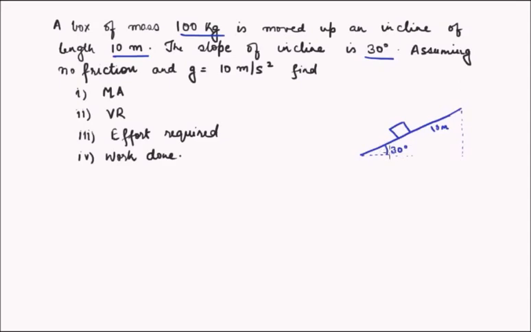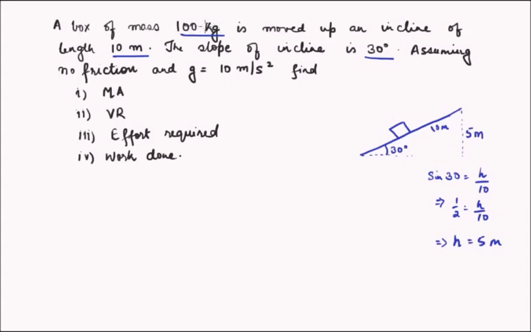If we calculate sine 30 degree, that is the opposite side upon hypotenuse, that is height by 10. Sine 30 is half, is equal to h upon 10. This gives us h is equal to 5 meter. So this height is 5 meter. We will need this value further down the question.